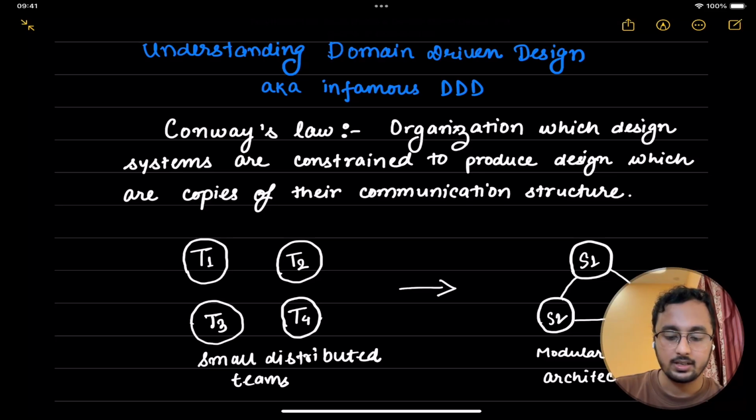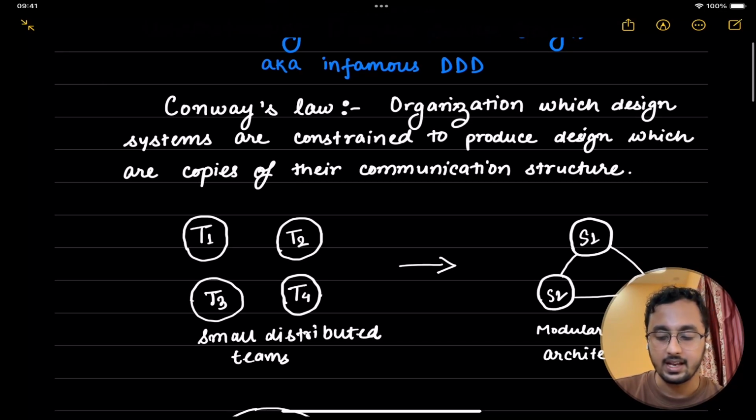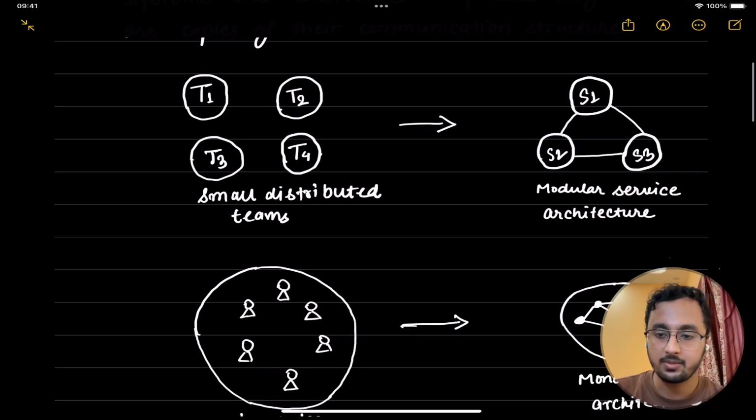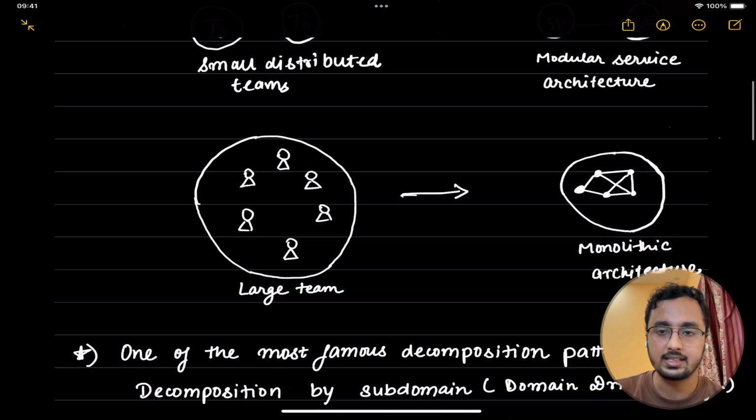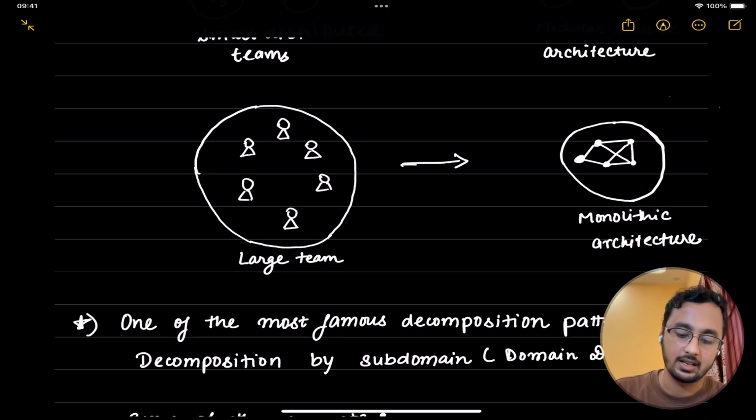I'll read it out. What Conway's law says is that organizations which design systems are constrained to produce designs which are copies of their communication structure. Very similar to what we just discussed. Let's say, as you can see in this example, we have a large team which contains all the engineers, and I'll talk specifically about backend engineering in context. So let's say you have all of these backend engineers. It's one large backend team.